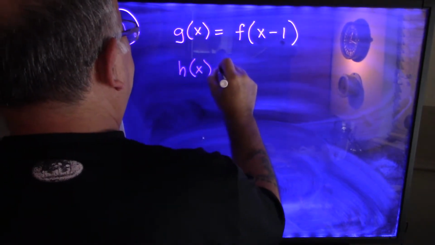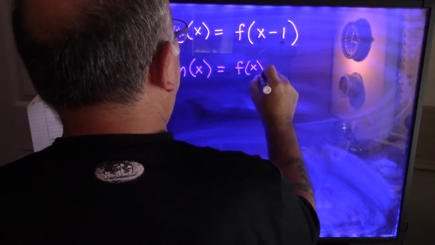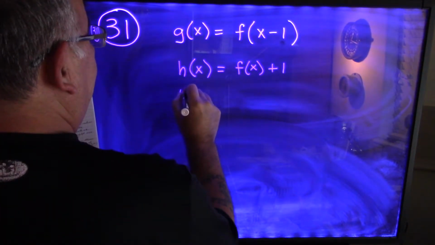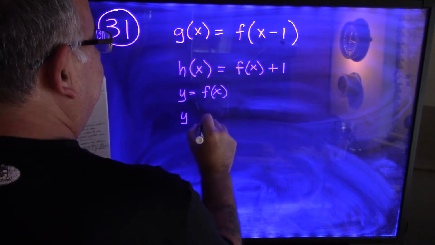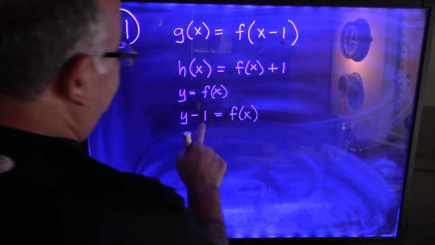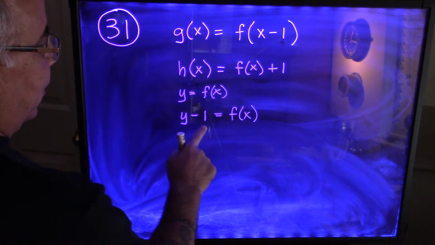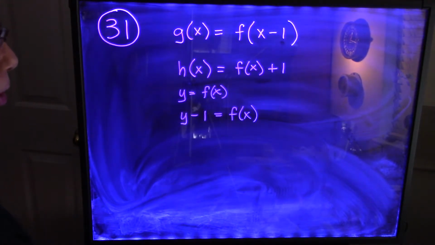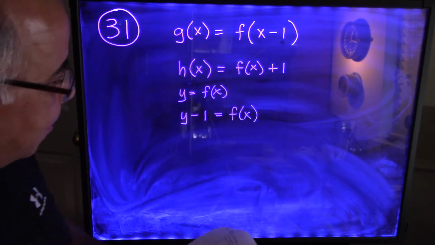So h of x is equal to f of x plus 1, or if you wrote it as y equals f of x, then h of x is y minus 1 equals f of x. You can move this minus 1 over to that side and you'll get this right here, h of x. So this is moving it up 1 unit, and you would add 1 to each of the y coordinates in the original f of x to get that shift, which is what we saw in the table.